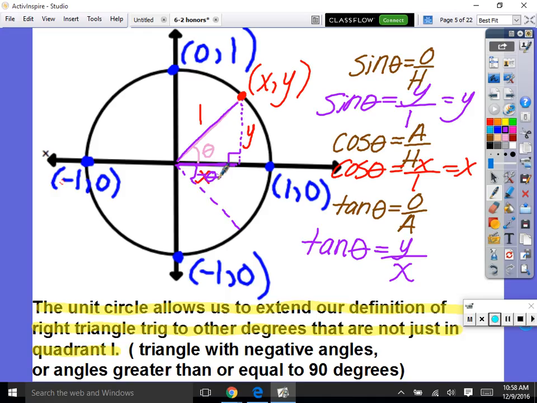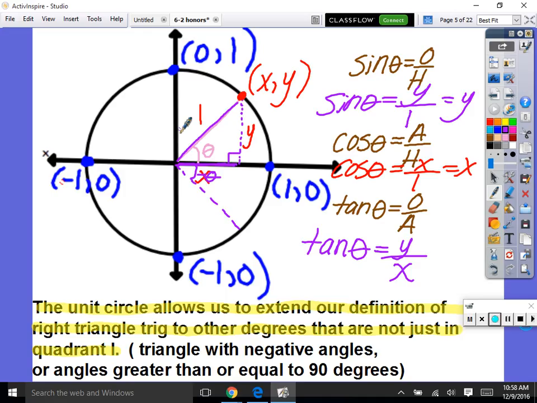And then also think about this. We can't have a triangle with two 90 degree angles, correct? The sum of all three angles of a triangle add up to be 180. So you can't have two 90s, then you couldn't have another angle. Does that make sense, everybody? So once again, the unit circle allows us to find sine, cosine, and tangent of all angles, not just right triangle stuff. Does that make sense, everybody? Because it is just an extension of right triangle trig.